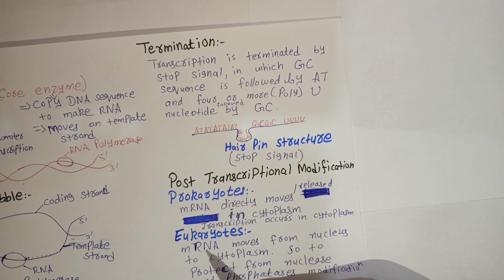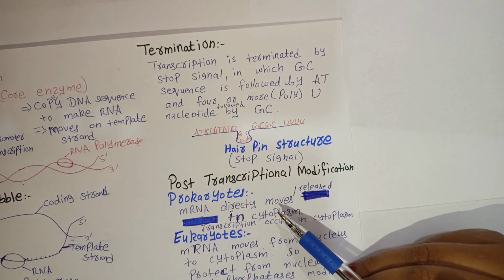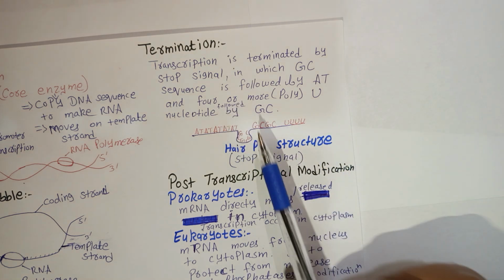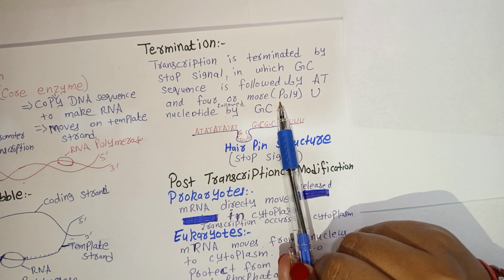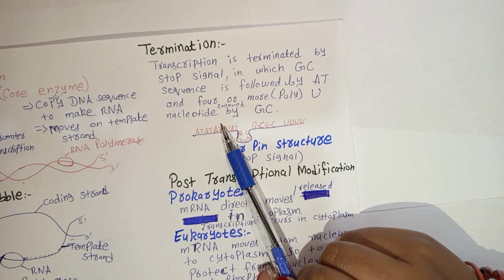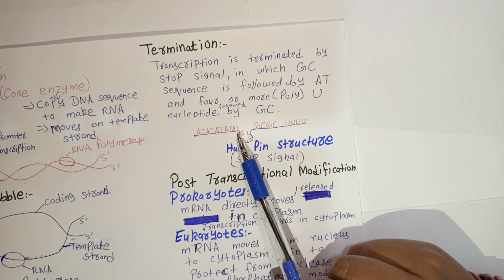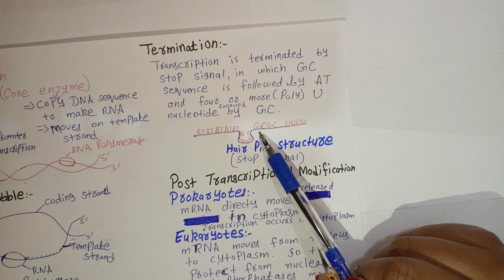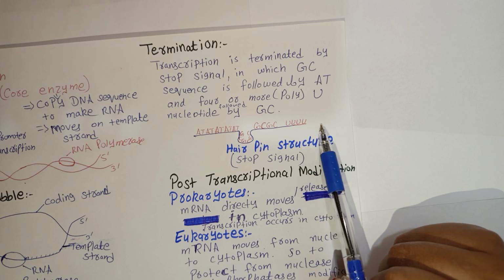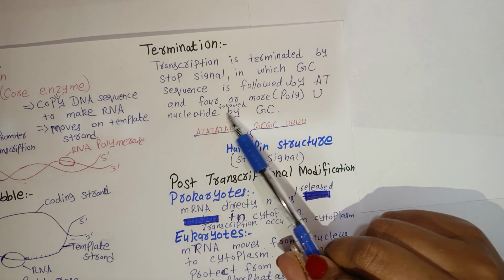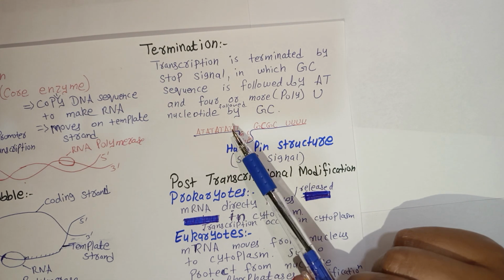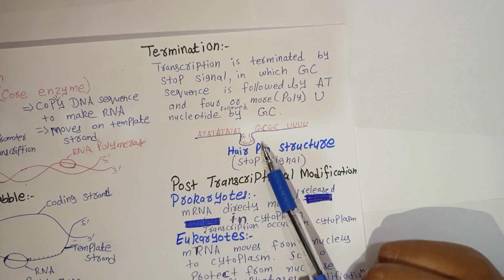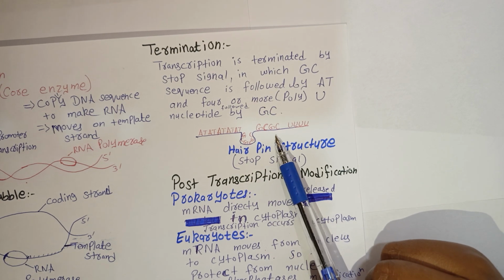Termination happens when the polymerase receives the stop signal, which is the GC sequence. Termination is actually a GC hairpin structure. The GC sequence is followed by AT and four or more polyuribonucleotides followed by GC. There will be a series of AT sequence and a GC sequence, and this hairpin structure will be formed. Then after the GC sequence, a U-ribonucleotide series will follow. When the newly synthesized strand of RNA gets this sequence, it will stop further RNA synthesis. This is the stop signal for RNA synthesis.